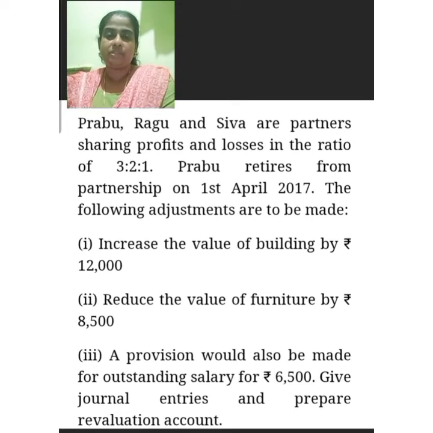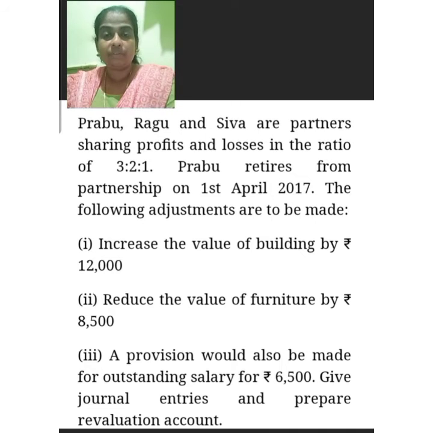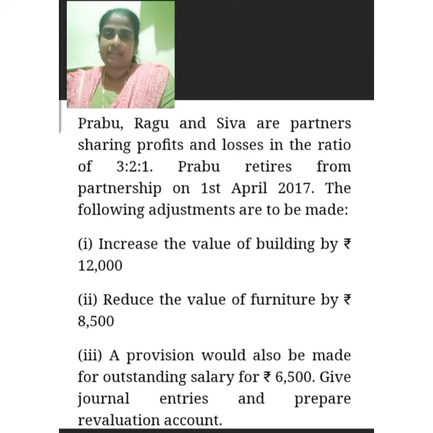The given information is that the ratio is given, that is 3:2:1. There are three partners, Raghu, Prabhu and Shiva. Then Prabhu is going to retire from the partnership firm. Before the time of retirement, the partnership firm makes the revaluation of assets and liabilities, and they found that there is an increase in the value of building 12,000. There is a decrease in the value of furniture. Then make the adjustment of outstanding salary.